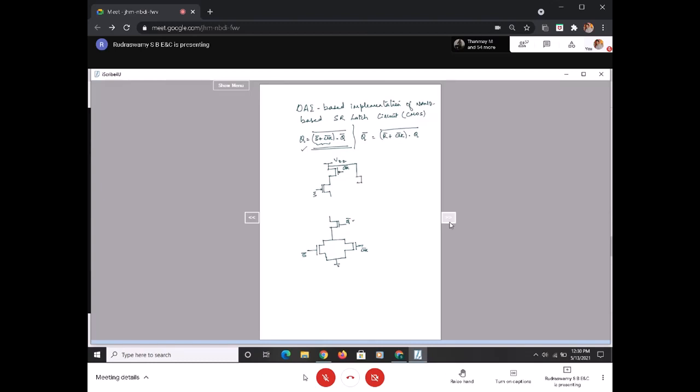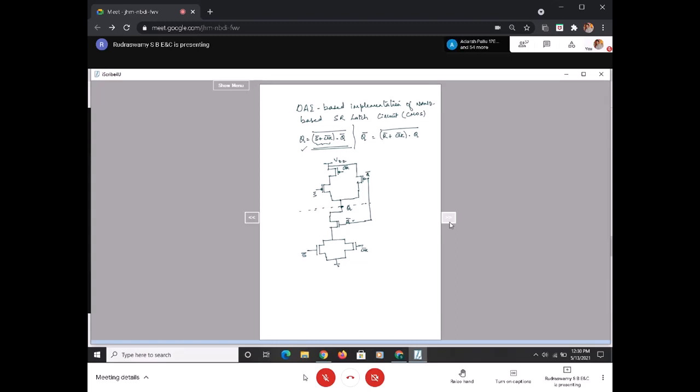Is it done? Yes, this is now Q bar. And what is this output where the PMOS structure and the NMOS structure meet? I'll just bifurcate between the PMOS and NMOS. What is this output? It is Q. This is my NMOS below the bifurcated line, and above the bifurcated line is the PMOS structure.